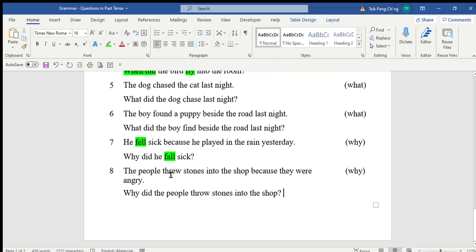Okay, so look at here. In the statement we use threw because it's past tense. And then when we use why did, because of the word did, we have to use the root verb, so it becomes throw. Why did the people throw stones into the shop?